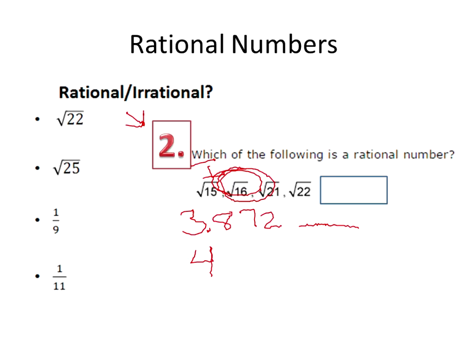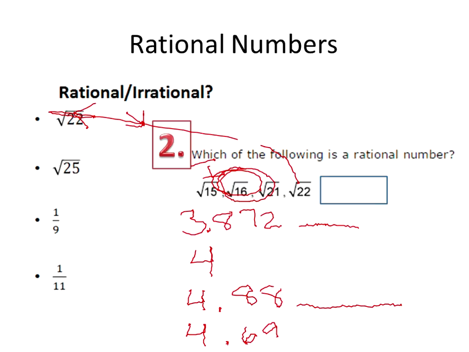All right, so if I do the square root of 21, on my calculator I get 4.58 something, something, something. My calculator goes on forever, so that would be irrational. And the square root of 22, let me put that in my calculator again. I get 4.69, and so on. Okay, so the answer to this problem would be the square root of 16.